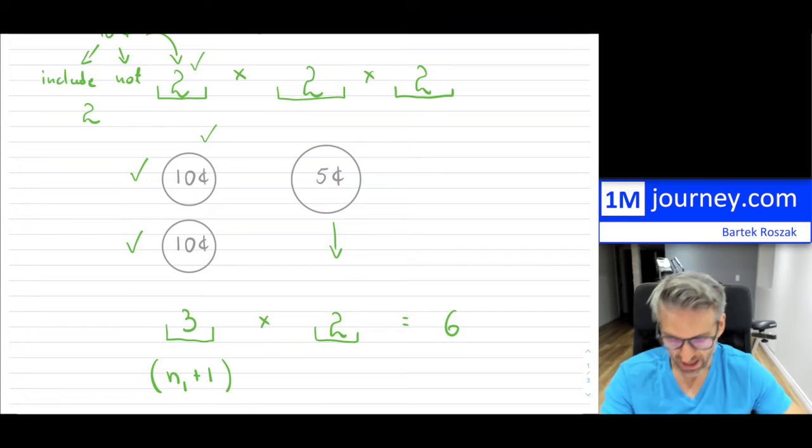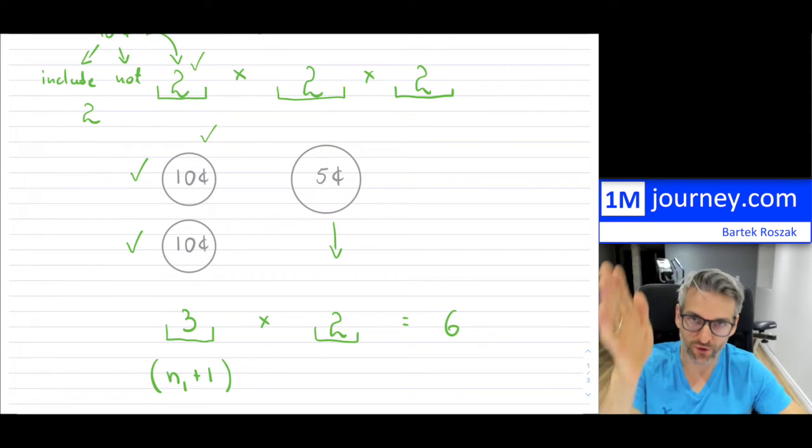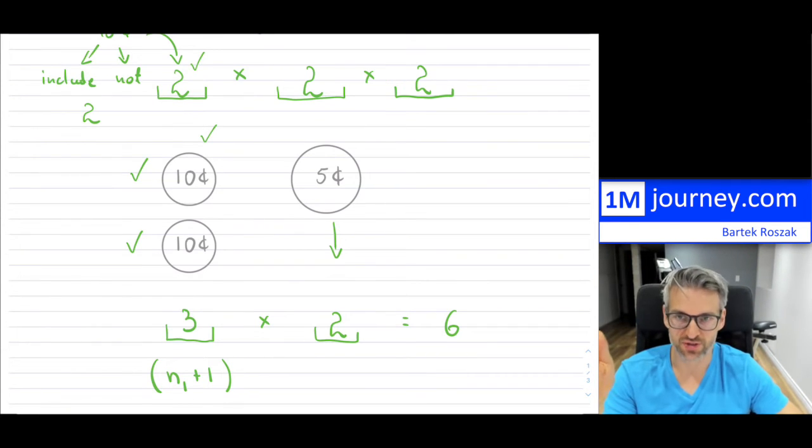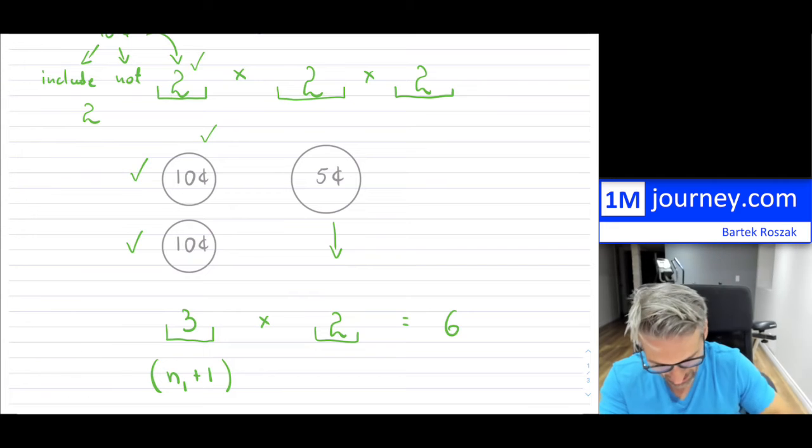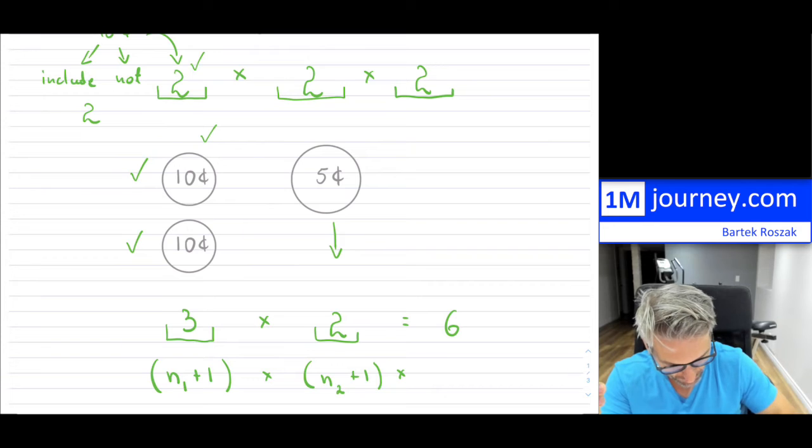So that is how many of the first item that you have, which is n1 of them, plus the empty set. So those are all the possibilities. And then you're going to be multiplying it by how many of the items that you have in your second spot, plus 1, and then multiply, and then you're going to keep multiplying until you have a certain number.